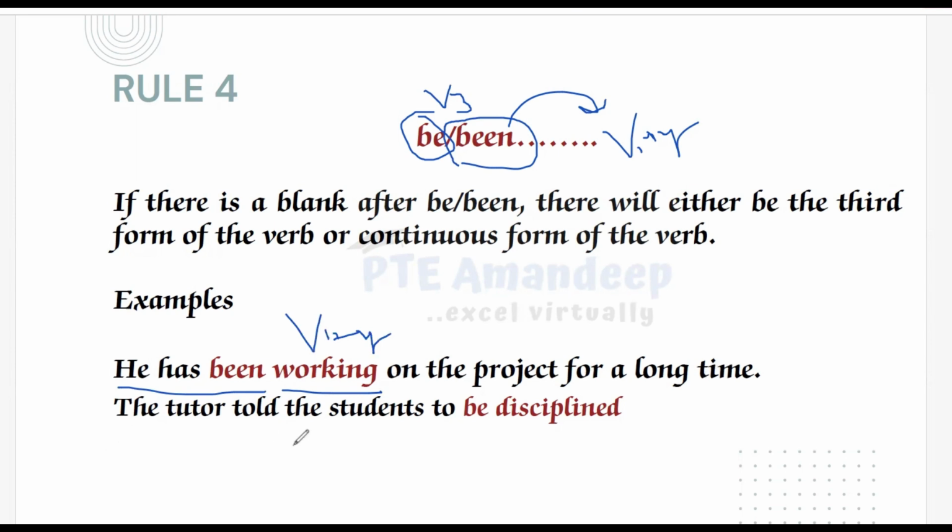In the next, the tutor told the students to be. So to be, again, what will come? A verb third form. Discipline, disciplined, third form. Generally the words ending with ed are the verb's third form. These are the basic suffixes of the verb third form.